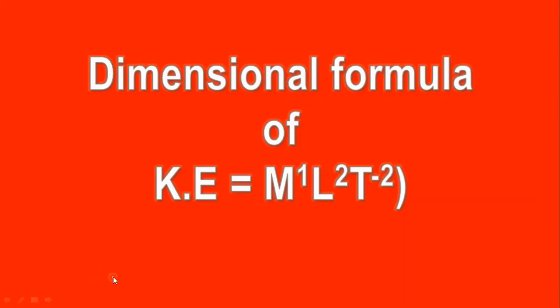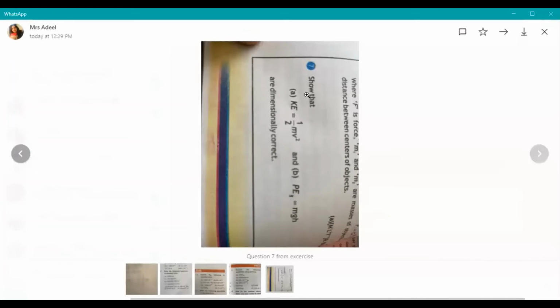I will share what I received, the screenshot of it. Let me just share it. If I can get it, it's somewhere over here in WhatsApp. Anyhow, this was the problem I received. It says show that, which means we have to prove this one. The second part is about the potential energy. We started from the right hand side, that was half mv square, and we have proved this one.